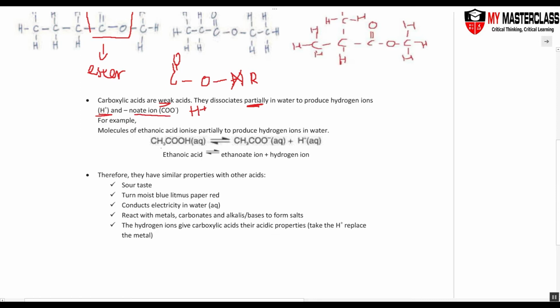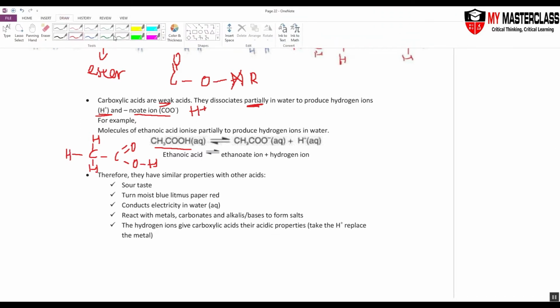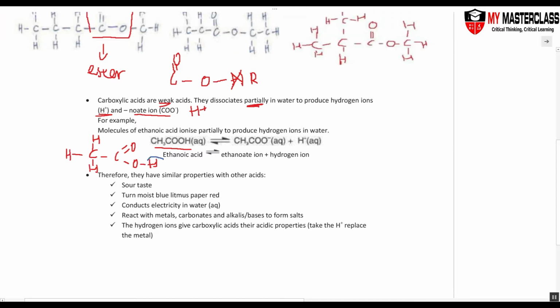Okay, so for example, you have ethanoic acid. Let me draw it out again. CH3, C double bond O, single bond OH. So there's a lot of H here in the molecule. Which H will ionize to give the H+? Not all of them, only this last H. The one that is linked to the functional group gives you the H+. Okay, so because it ionizes partially, we write a reversible arrow. Okay, it will give you the H+, and then it gives you your ethanoate ion.